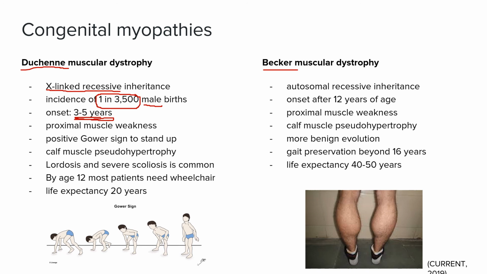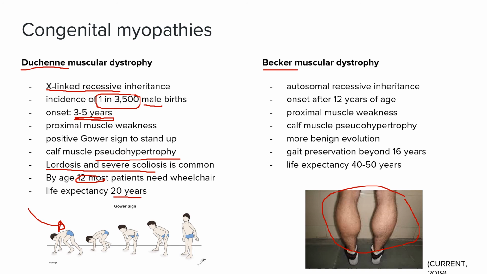Also, there is commonly a positive Gowers sign to stand up, and this is a typical posture the patient has to use to stand up because of the weakness. Also, we can find calf muscle pseudohypertrophy, as we see in this image. Also, it's common to find lordosis and severe scoliosis. By age 12, most patients need a wheelchair, and the life expectancy is 20 years after the onset.